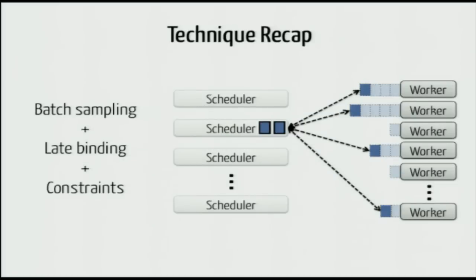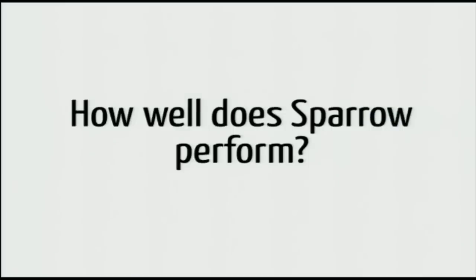So to summarize, I've presented this very simple technique that Sparrow uses based on randomization called batch sampling. I've demonstrated how Sparrow can use late binding to avoid problems with predicting the queue length on worker machines, and finally demonstrated how Sparrow handles constraints. Now, how well does this thing actually work?